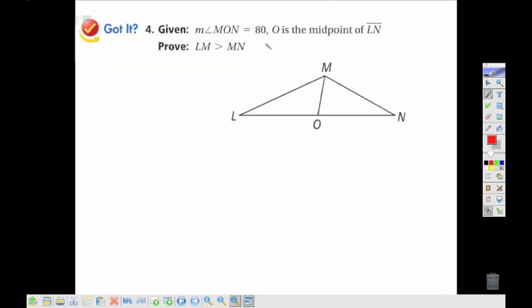Okay, another proof we could also look at: MON is 80 degrees and O is the midpoint. Now our definition of midpoint then tells us that LO is congruent to ON. We also have a shared side, the reflexive property here. There's other information also. We have a linear pair, so this would have to be 100 degrees. They're going to add up to 180. And therefore, this side is going to be the longer side. And so we end up with this inequality.